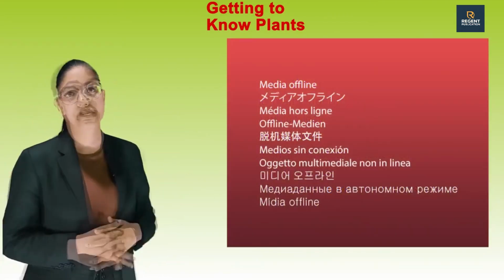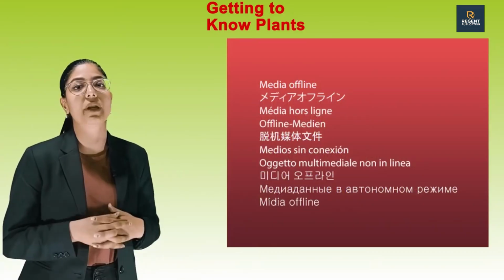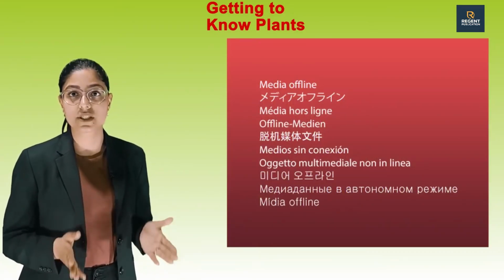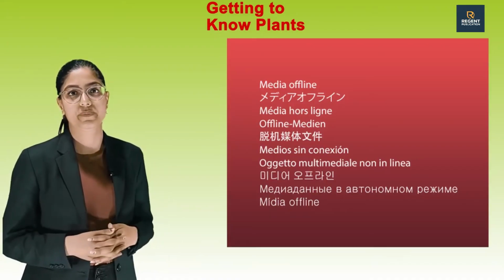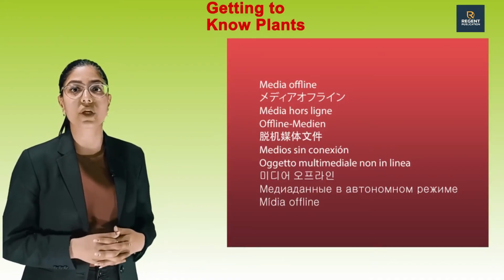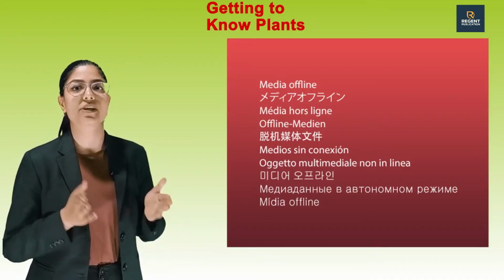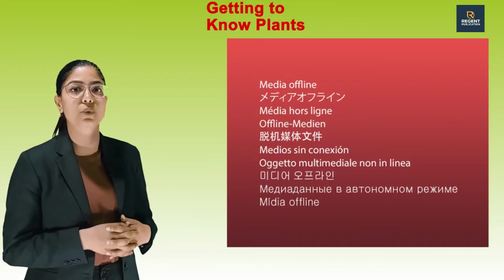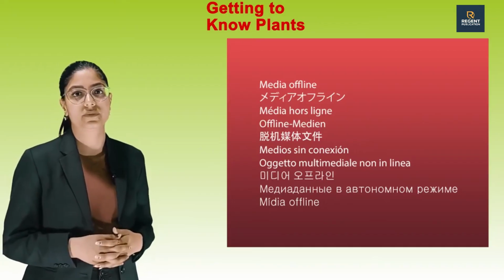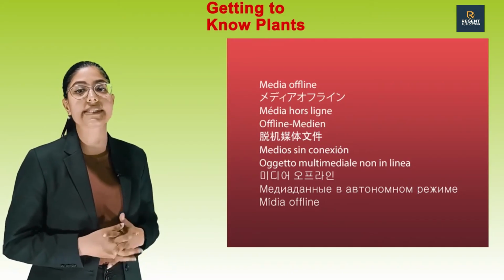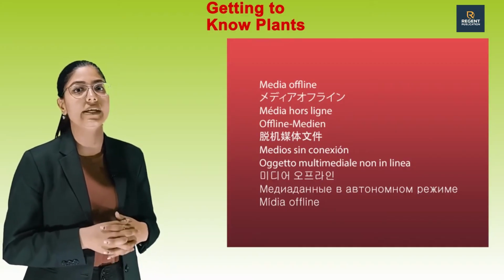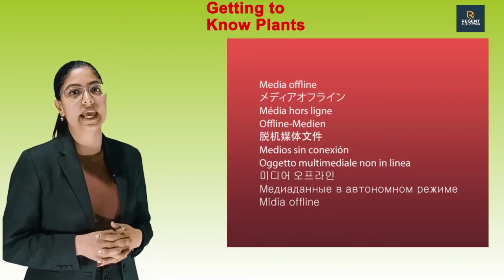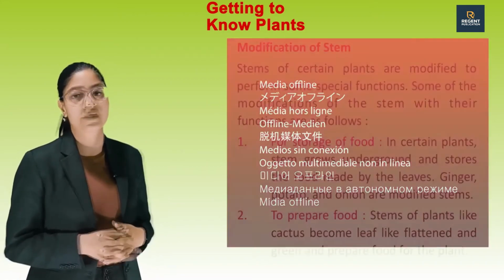Functions of the stem. It provides support to the different parts of the plant and helps the plants to stand upright. It carries the food prepared by the leaves to different parts of the plant. It carries water and nutrients from the roots to different parts of the plant. Stems of some plants like ginger and onion grow underground. These stems store food made by the leaves.